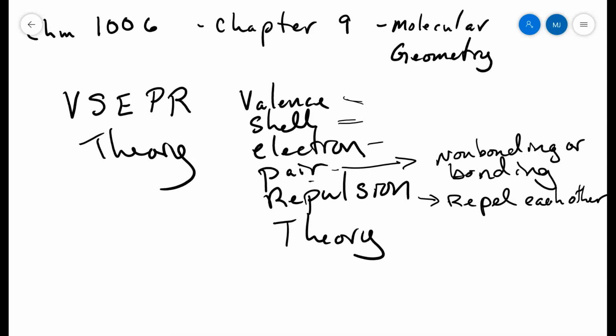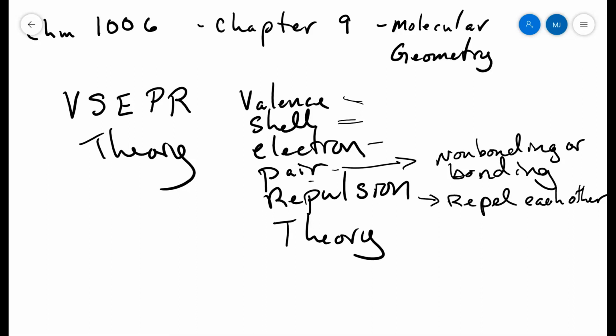When we have bonded atoms, they're repelled from another set of bonded electrons to another atom, but they're also repelled by lone pairs of electrons. So that's what we needed chapter 8 for: to figure out how many bonds there are, whether they are single bonds, double bonds, or triple bonds, and how many lone pairs of electrons there are.